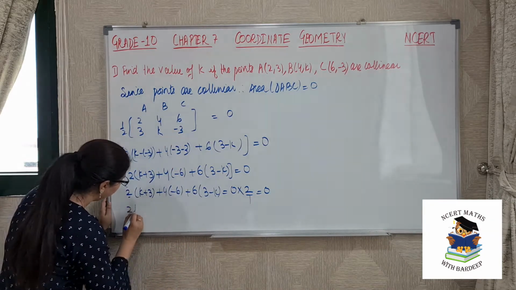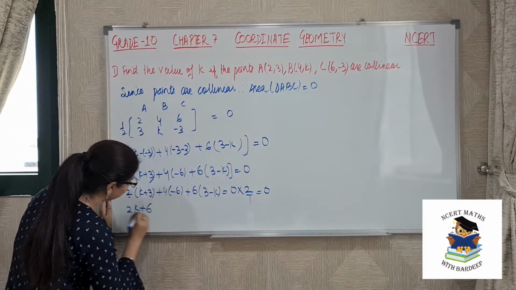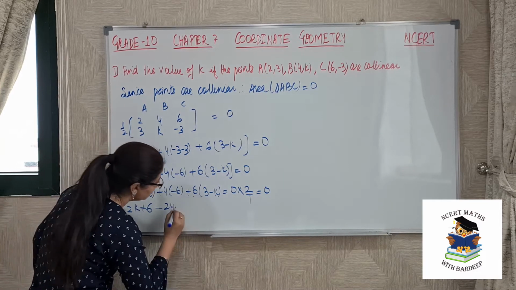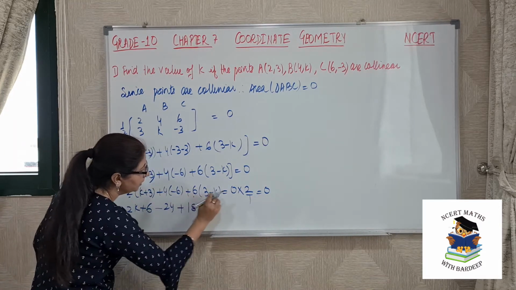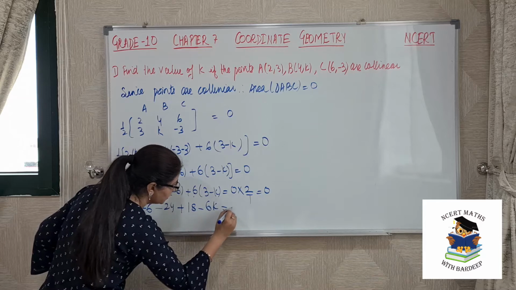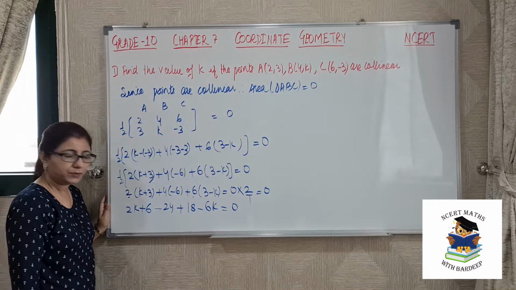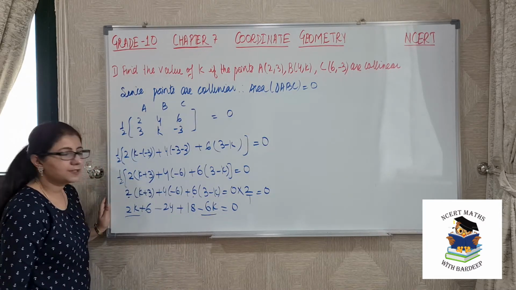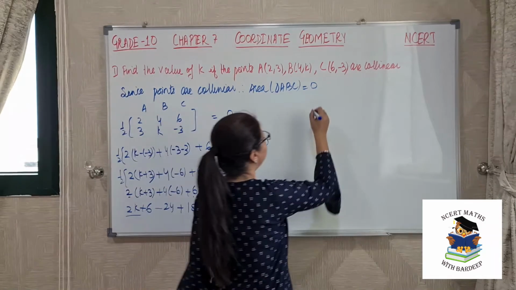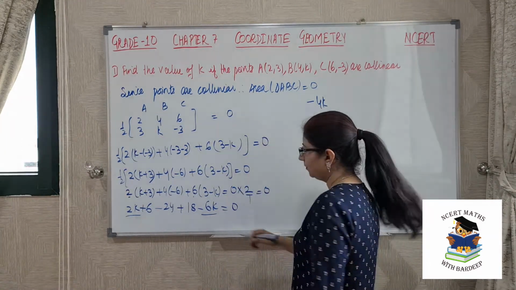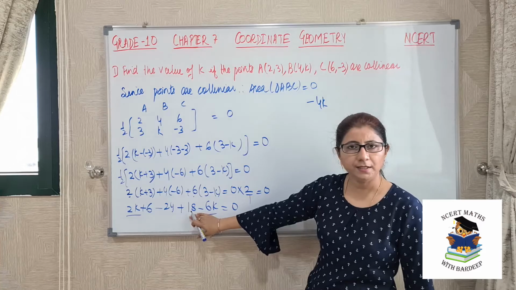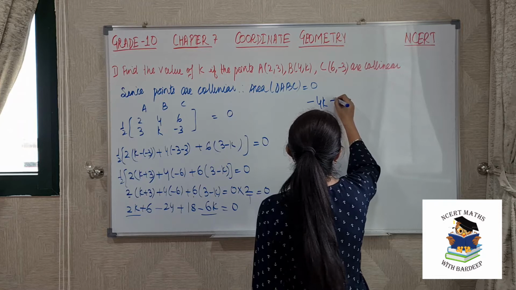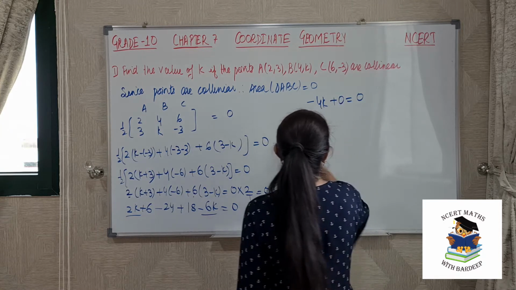This is 2 into k as 2k, 2 into 3 as 6, 4 into minus 6 is minus 24, 6 into 3 is 18, 6 into k minus 6k as 0. Okay. So now let's combine like terms. 2k minus 6k will be minus 4k. So plus 6 plus 18, 24. 24 minus 24 is 0. So minus 4k plus 0 is equal to 0.